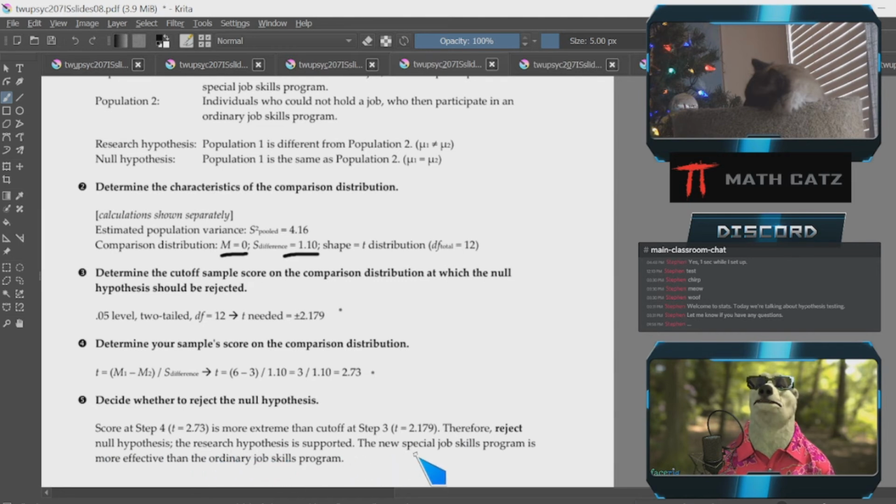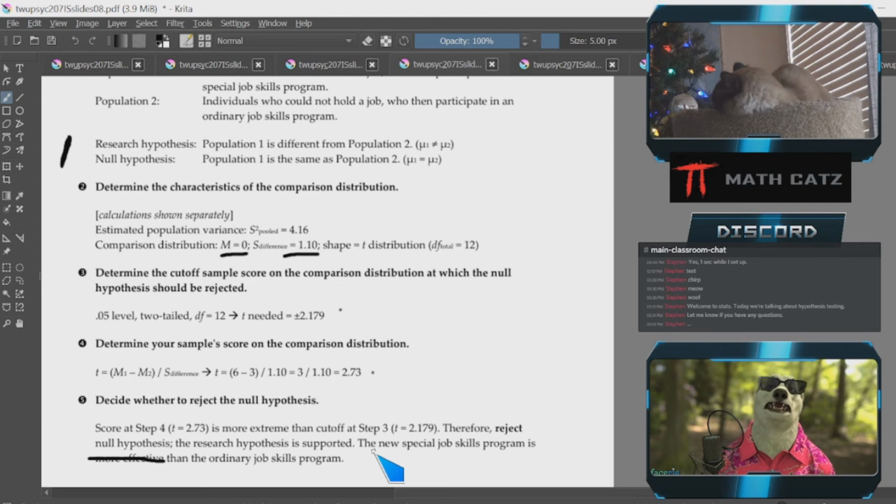The new special job skills program, I don't want to say more effective, is different than the ordinary job skills program. If we start with a two-tailed test, this is all it is saying. Be careful here. All we say is the evidence suggests that it is different. If you want to say the evidence suggests that it is better, you have to go back and do a one-tailed test, right?